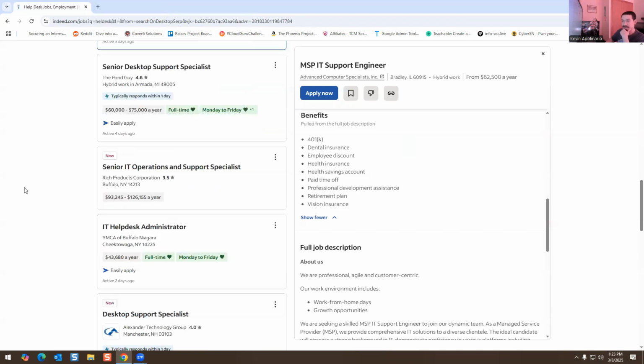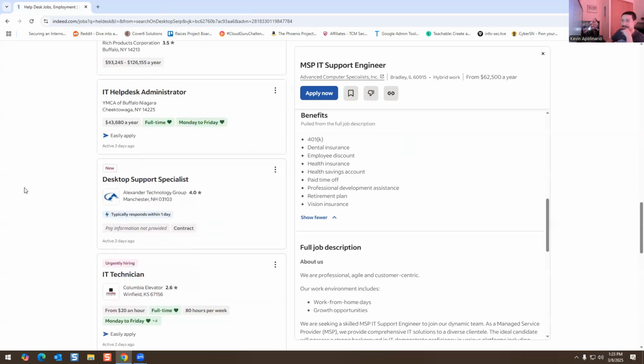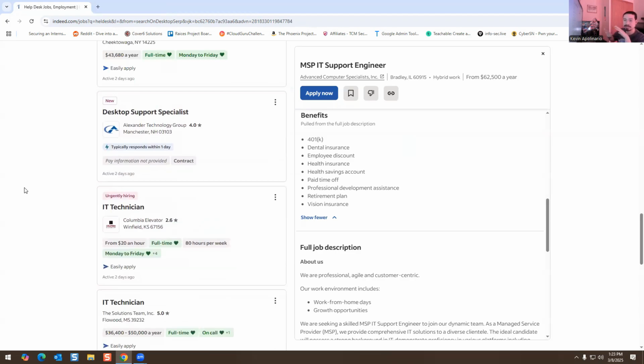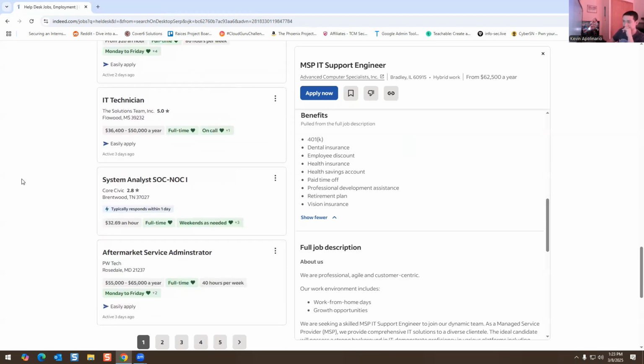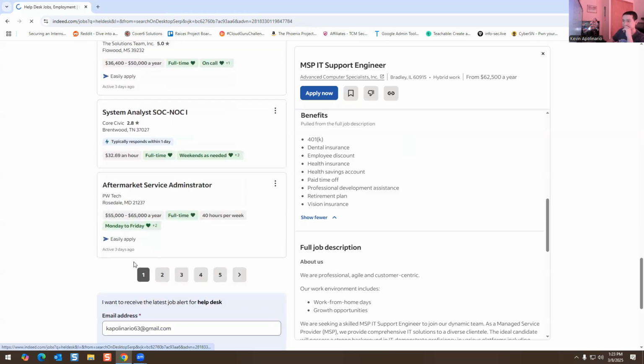Let's look at another one. Okay, let's see here. I'm trying to stay away from New York because I'm from New York. I'm trying to go over jobs that are not from New York. Page two.